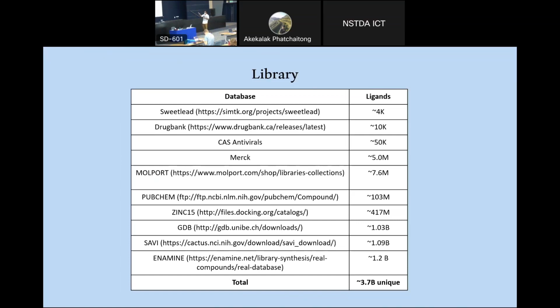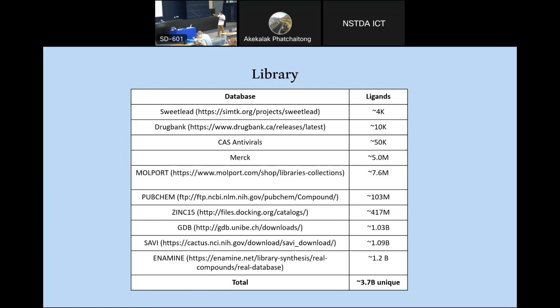In this list, what we did is we collected all the publicly available databases known to us. There are some more maybe. And then we removed any duplication that was done by Travis. He removed all the duplication. So we have collected 3.7 billion unique molecules that you can use for screening any of your targets.